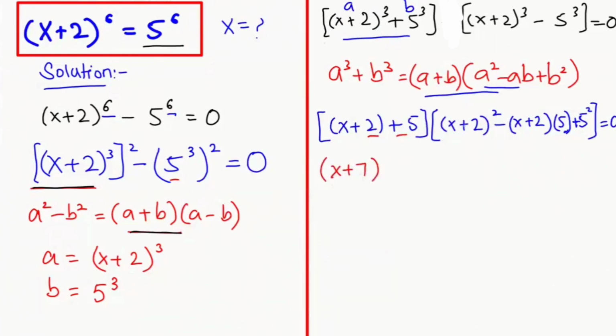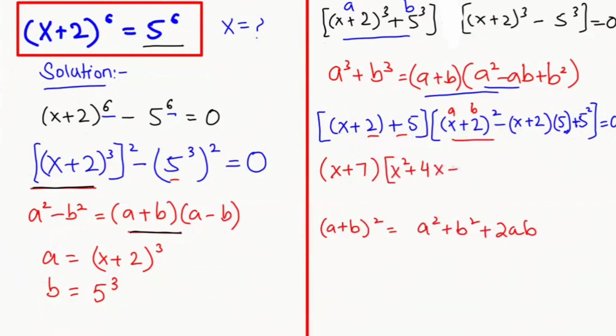Now here I will apply another algebraic identity, that is (a + b)^2 = a^2 + b^2 + 2ab. So this is our a and this is our b value: x^2 + 4x + 4. And here I will multiply this 5 with this whole bracket. So I will get 5x, and 5 times 2 is 10. And here 5 times 5 gives us 25.